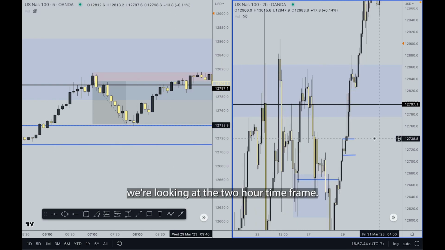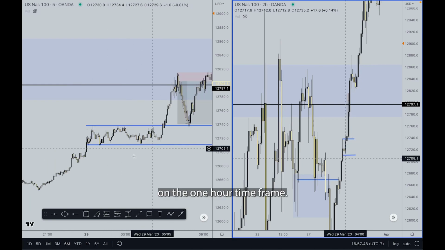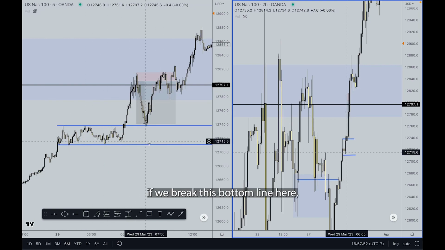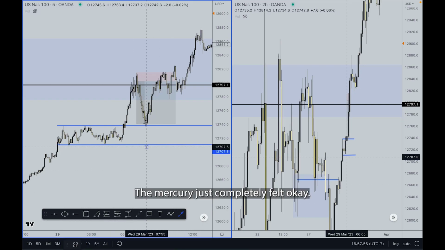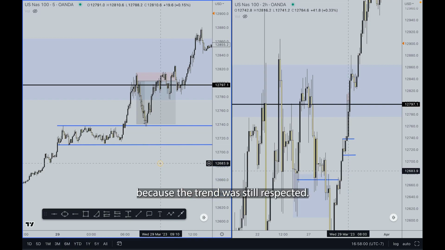frame. Right now we're looking at the 2 hour time frame, but earlier when I showed you, this is the higher low point on the 1 hour time frame. The trend needs to continue from this point, from this area. Otherwise, if we break this bottom blue line here, it would have just tanked. The market would have just completely fell, okay? But it didn't, because the trend was still respected.